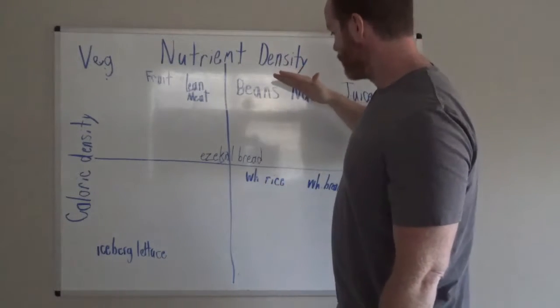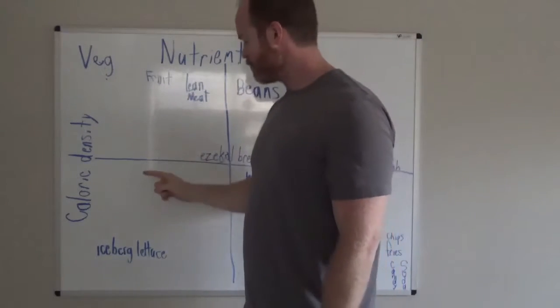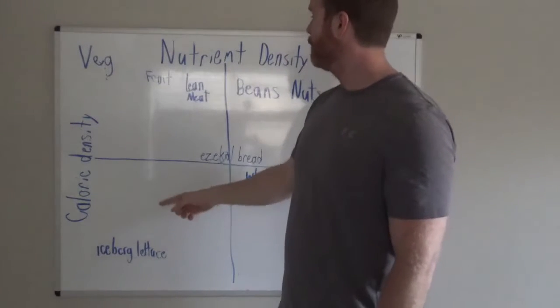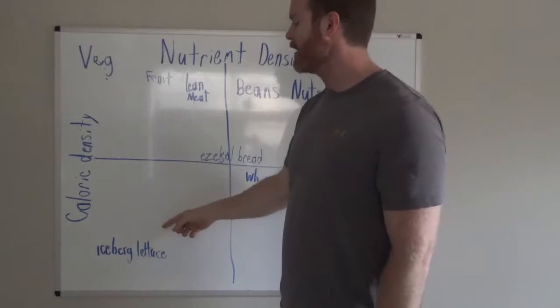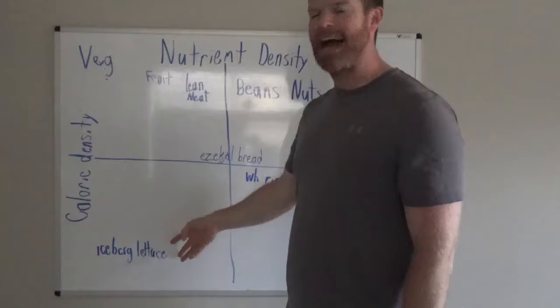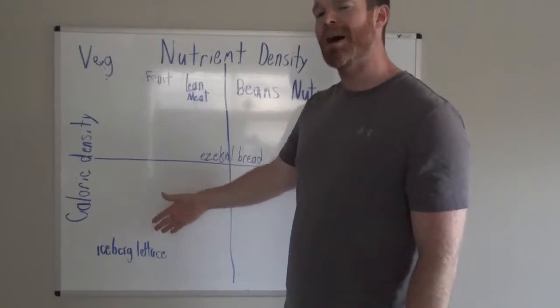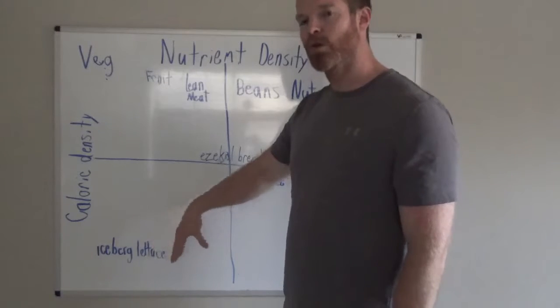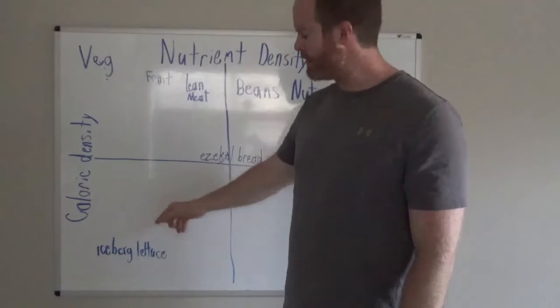Now, the prime example of things that have low caloric density and low nutrient density would be things like iceberg lettuce, or there's a few other ones like that. They're almost always some sort of plant. Eggplant is around in there somewhere.